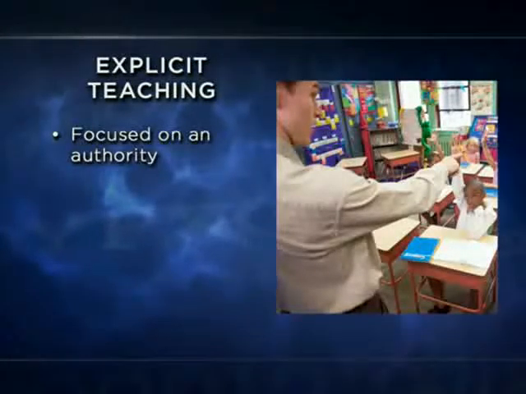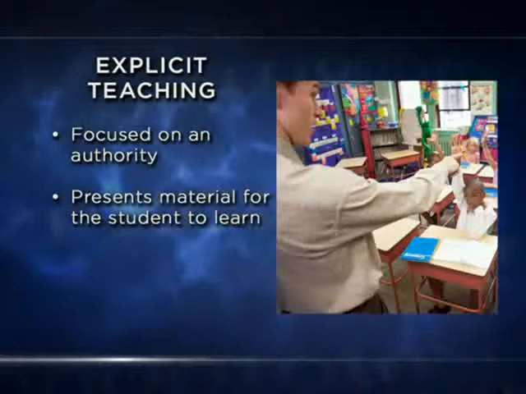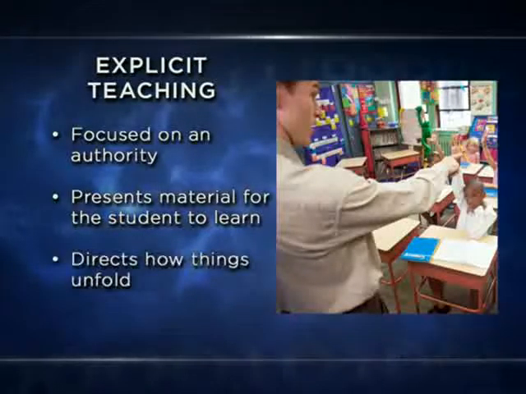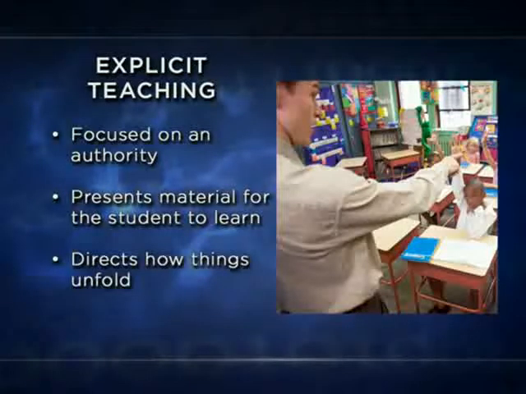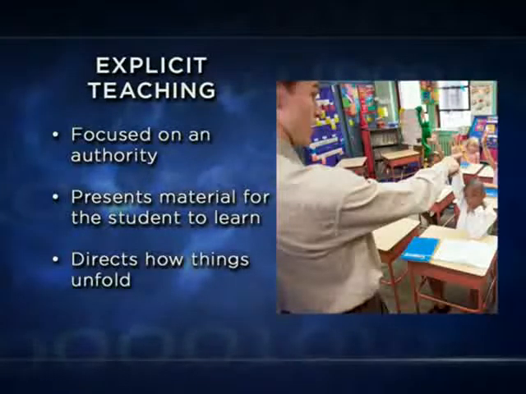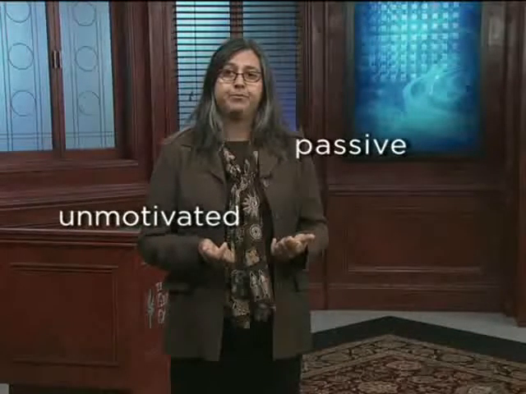And within this kind of thinking, discovery-based learning is contrasted with explicit teaching or traditional instruction. Explicit teaching and traditional instruction are described as focused on an authority figure, often a teacher, and the authority figure presents material for the student to learn and directs how things will go, what's going to be covered when, how students should understand what they're hearing. Now, proponents of discovery-based learning argue that traditional instruction leaves students passive and unmotivated.